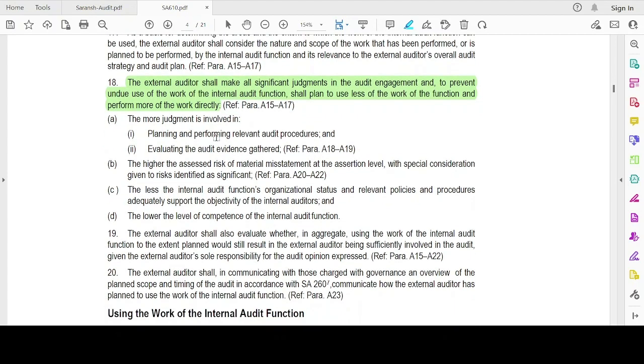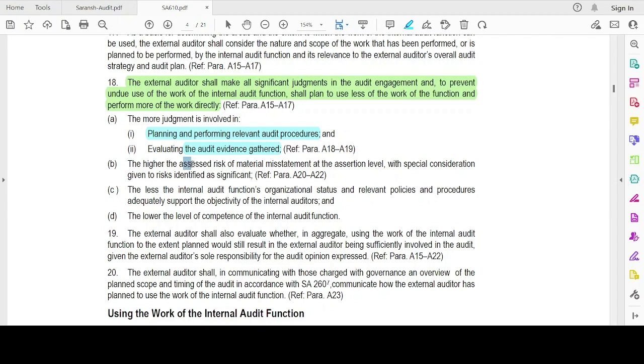Now, in such areas where significant judgment is involved, I may tell him that I will do that audit and I will use less work from him. The more judgment is involved in planning and performing the relevant audit procedures, such as which procedure to perform here, that I should be determining. Evaluating the audit evidence, whether it is sufficient and appropriate, I should be evaluating that one.